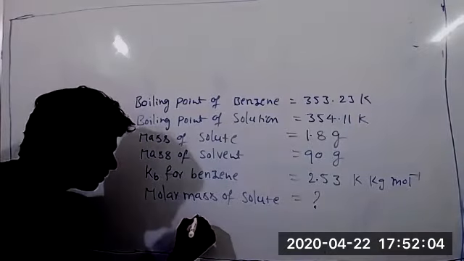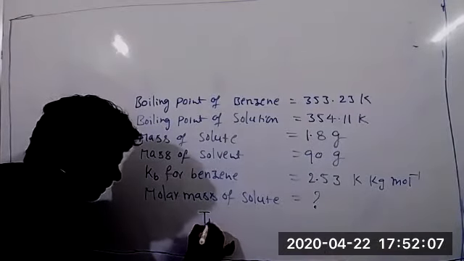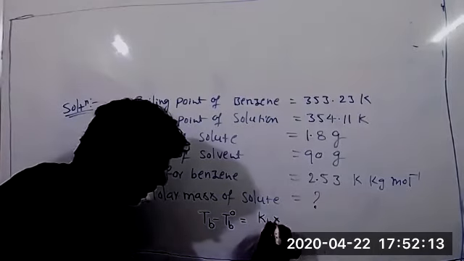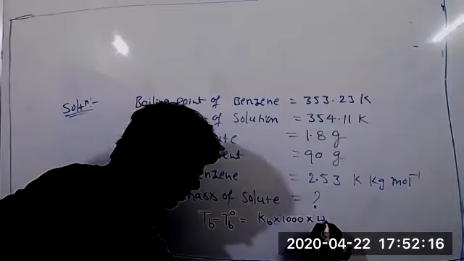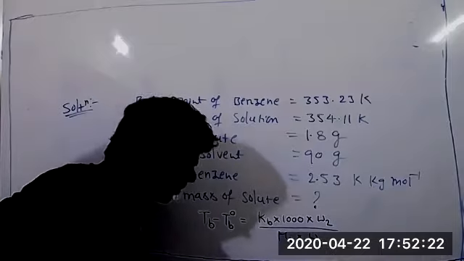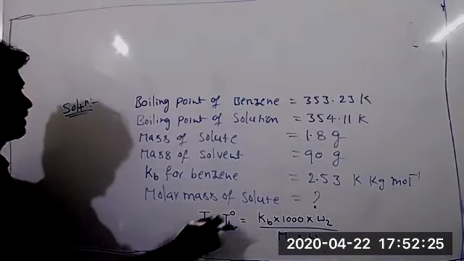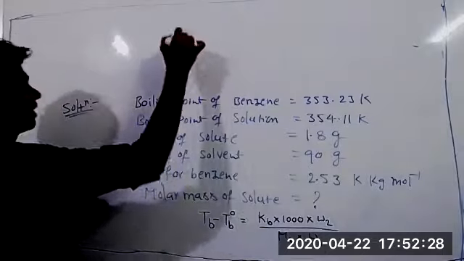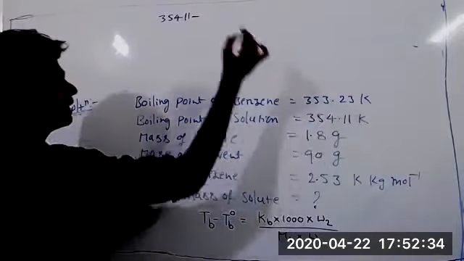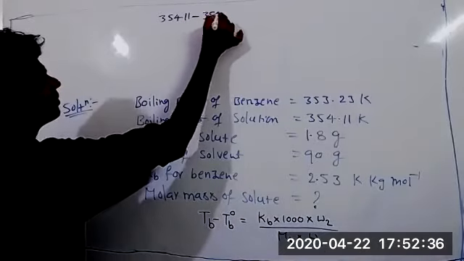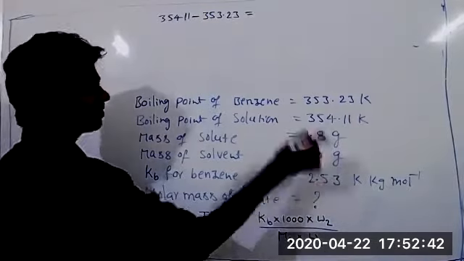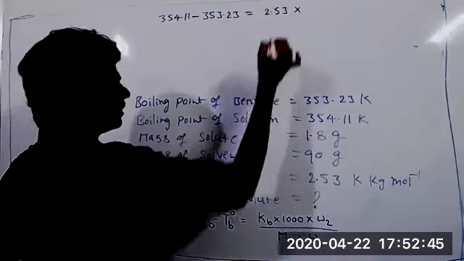Write the formula. Tb minus Tb0 is equal to Kb into 1000 into W2 by M2 into W1. Tb is 354.11 minus Tb0 is 353.23. Kb value is already given, 2.53, into 1000.